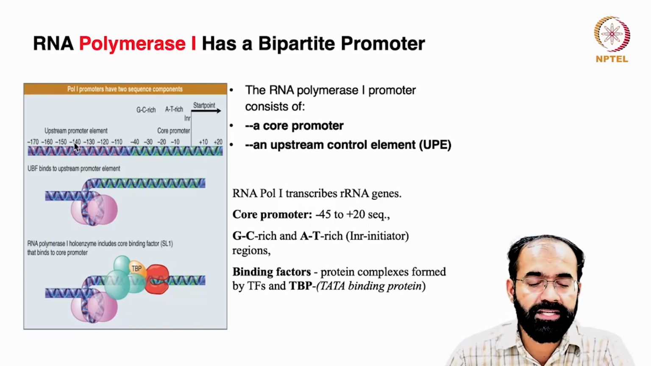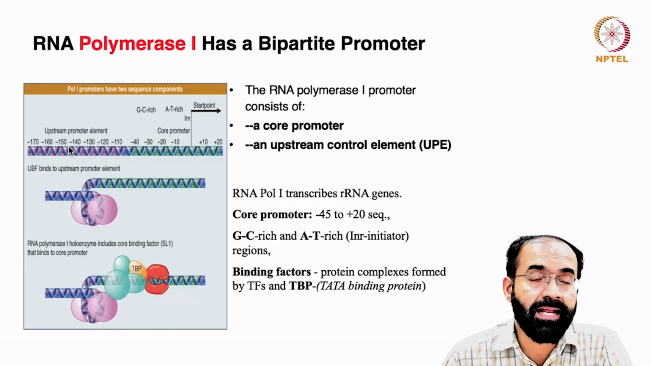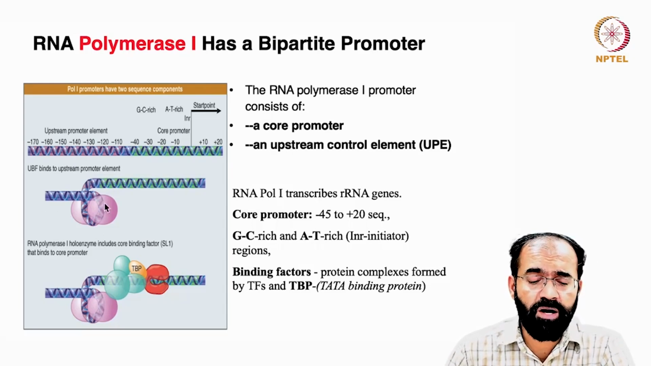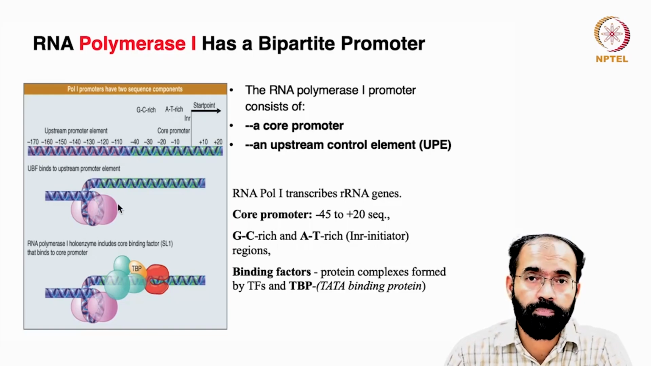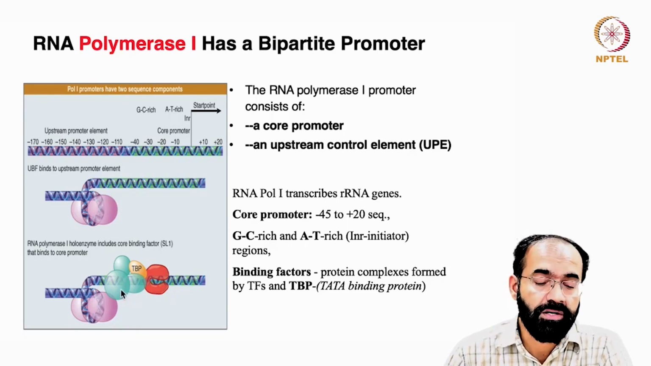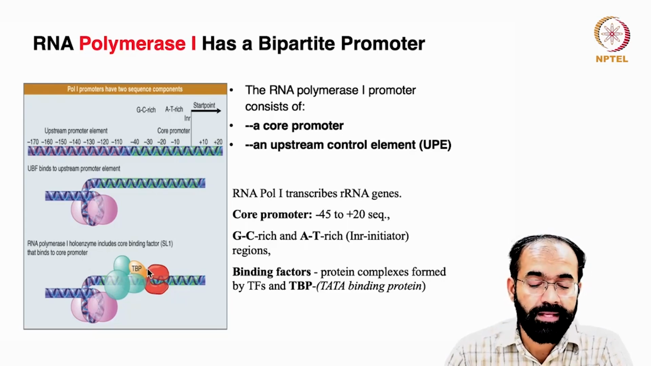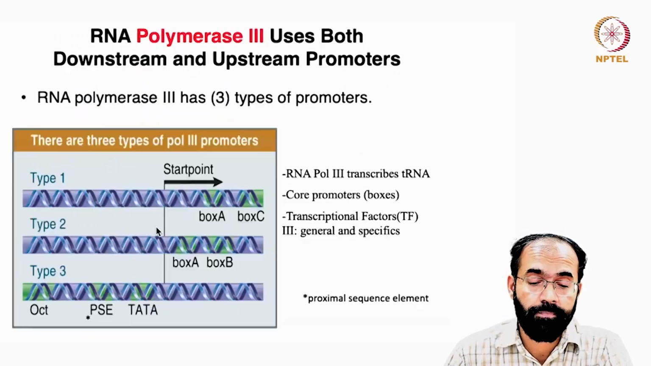And then you have the upstream promoter element, which can spread much further upstream, which is basically called an upstream control element. And once these protein factors are bound, it can form a loop. It can form a knot-like structure, which in turn attracts more and more transcription factors, and then it can act like a holoenzyme, and this core binding factor facilitates the transcription initiation in the case of polymerase 1.